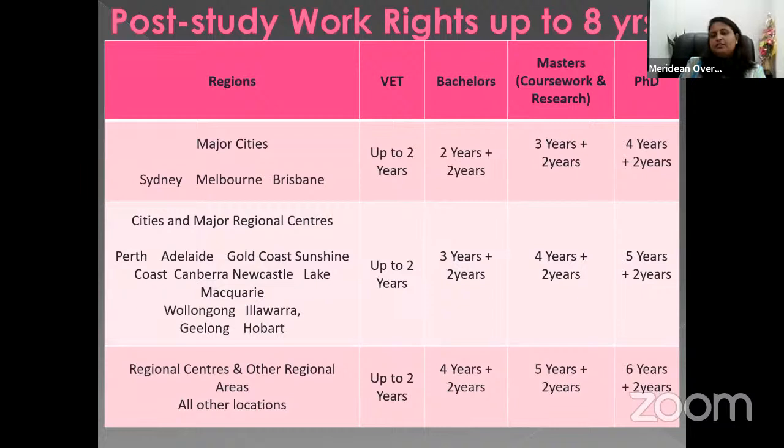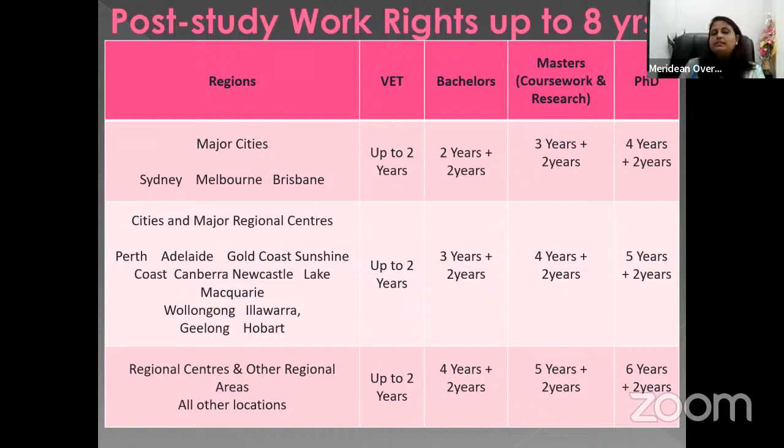Post-study work rights. Australia is giving you an opportunity. If you studied a full-time bachelor program and a full-time master's program in Australia, you are eligible to stay back in the country for certain years and work full time as an employee there. If you studied in Sydney, Brisbane, or Melbourne, after successful completion of your bachelor's you will get 4 years. If you studied master's in Sydney, Brisbane, or Melbourne, you will get 5 years. For PhD, it would be 6 years.